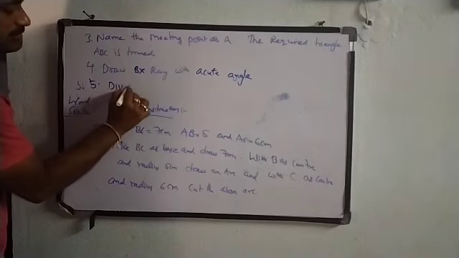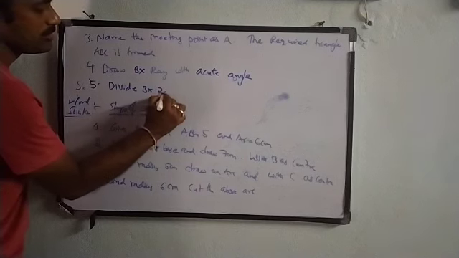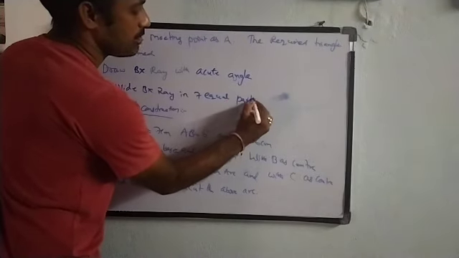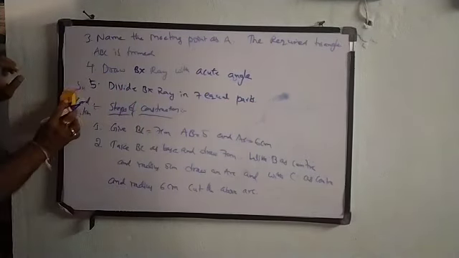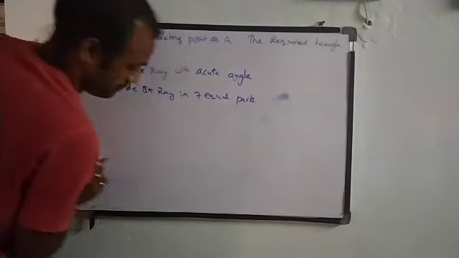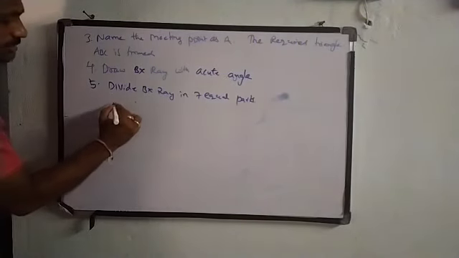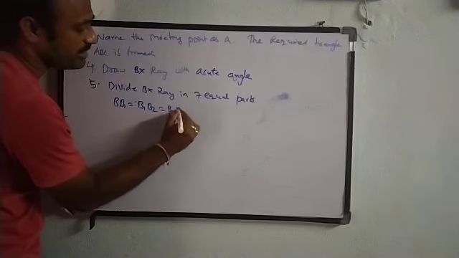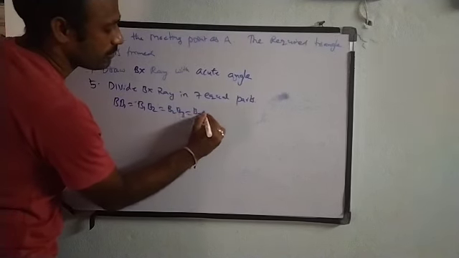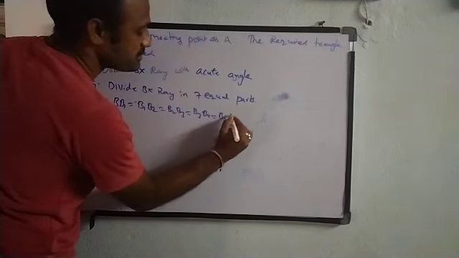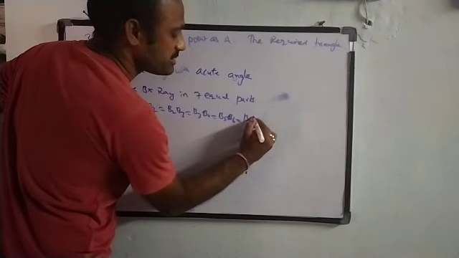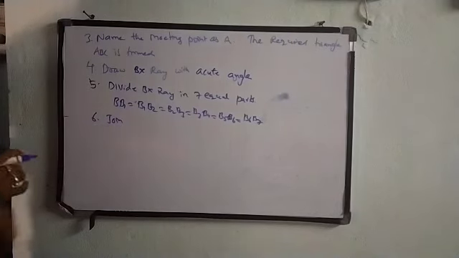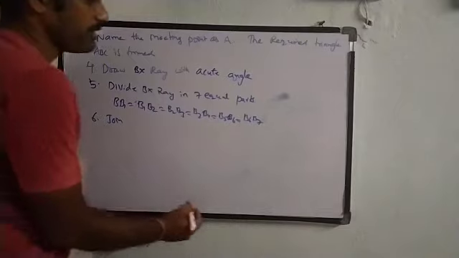Step 5: divide the BX ray into 7 equal parts. So totally we need to divide that BX ray into 7 equal parts, like B1, B2, B3, B4, B5, B6 and B7. Now join. We will understand step 6 from the figure.